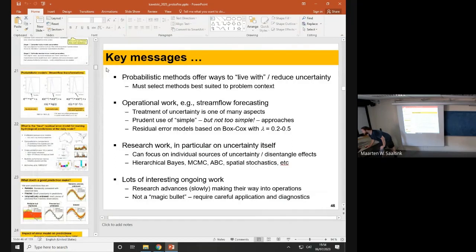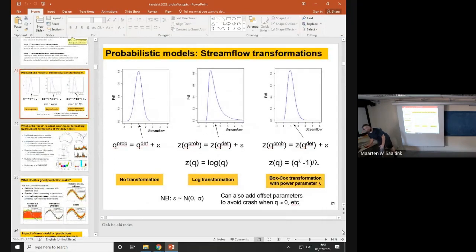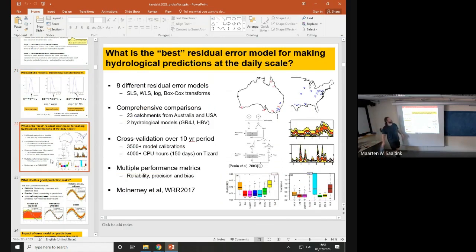Right, so firstly, just to make sure everyone is on the same page, lambda is this parameter in the transformation that controls the strength of the transform, and we looked at a range of values of lambda. So we had 8 different residual error models. We looked at lambda of 1, which is no transform, 0.2, 0.5, 0, and -1. -1 is the inverse transformation. And then we looked at the performance metrics.